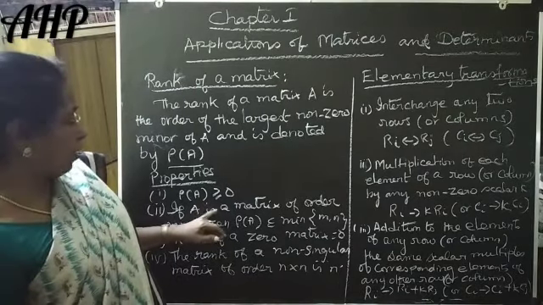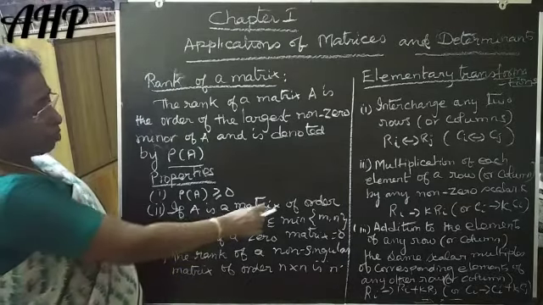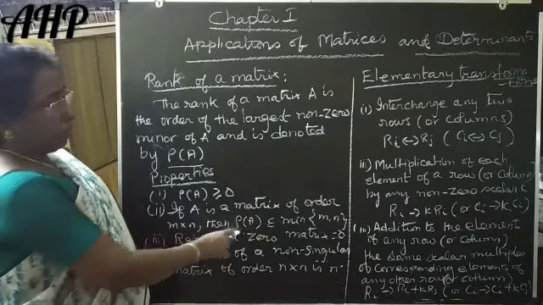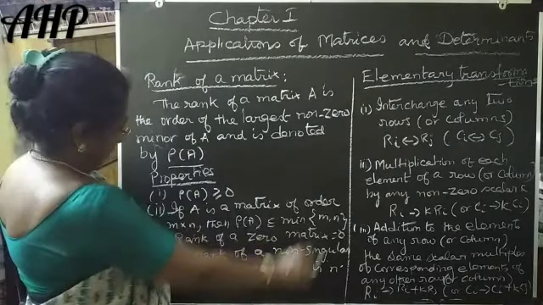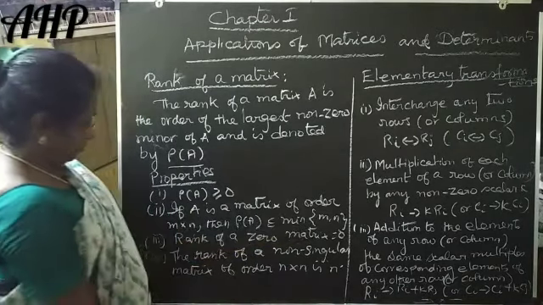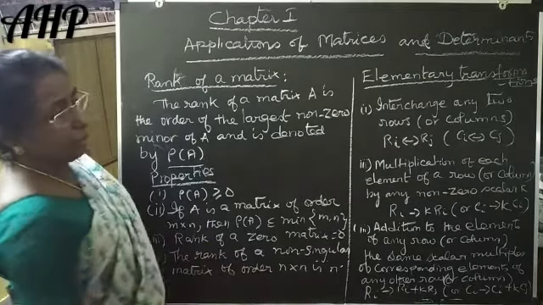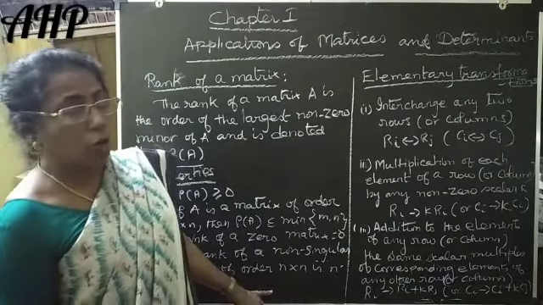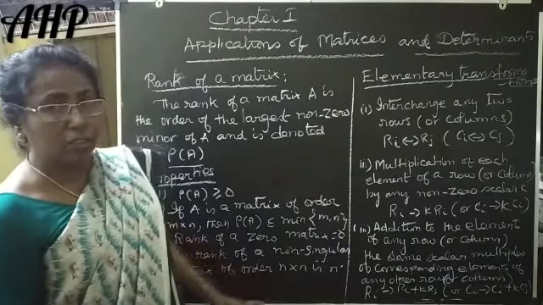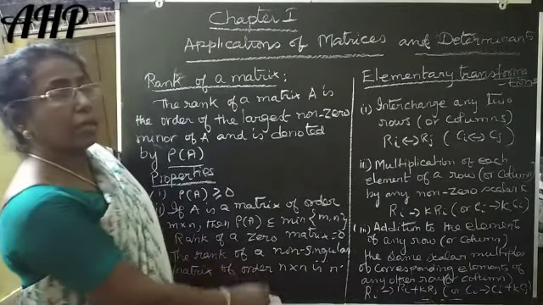For a matrix of order m by n, the rank is at most the smaller of m and n. If the matrix is of order n by n, then the rank of A is less than or equal to n. The rank of a zero matrix is always 0. The rank of a non-singular matrix of order n by n is n. A non-singular matrix is one whose determinant value is not equal to 0. So if the determinant of a 3 by 3 matrix is not equal to 0, then the rank of the matrix is 3. If it is of order n by n, then the rank is n.